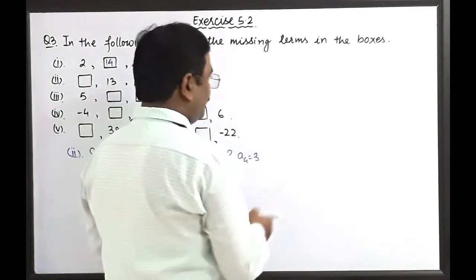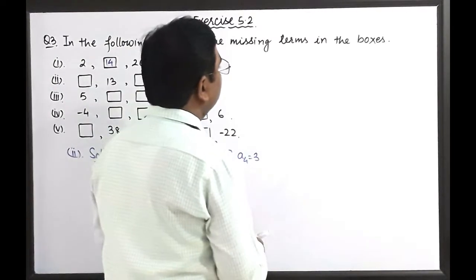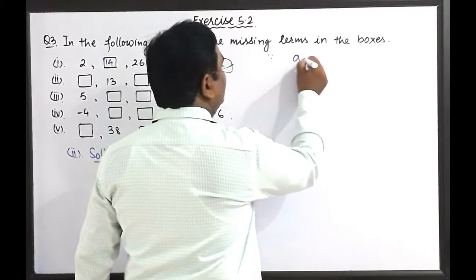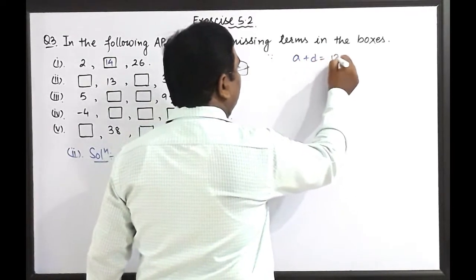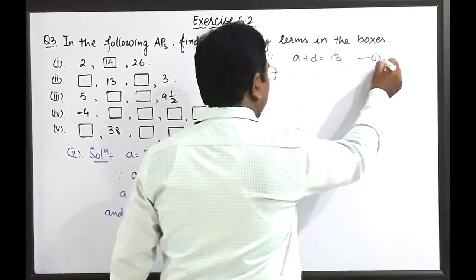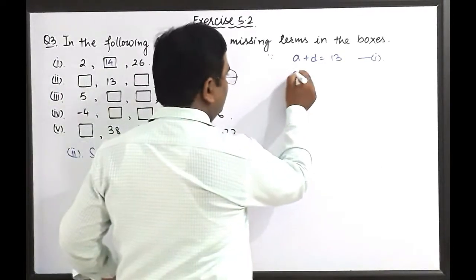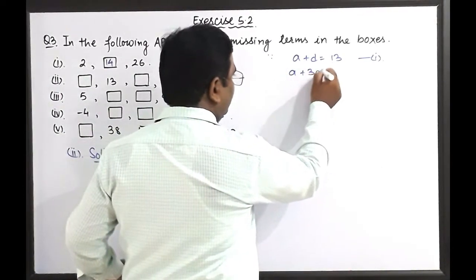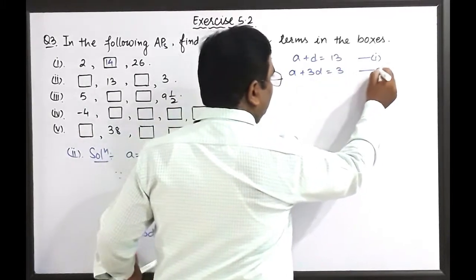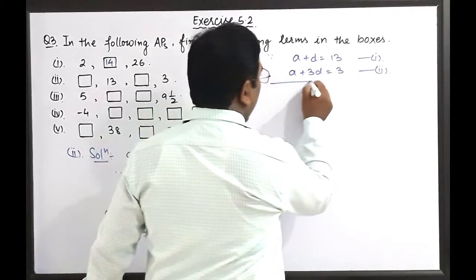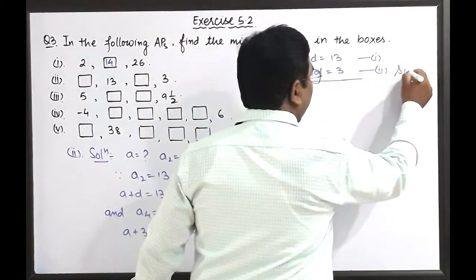Since the first term is given, since a plus d is equal to 13, it is the first equation, and the second equation is a plus 3d is equal to 3. This is the second one. Let us solve it. So how to solve? We have to subtract it.